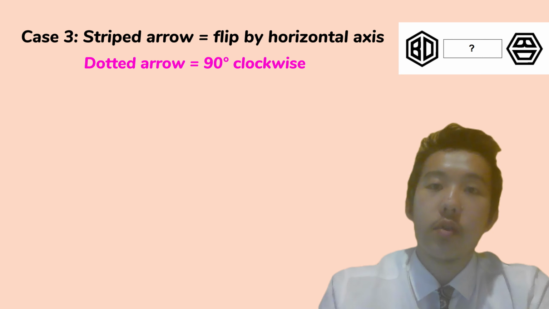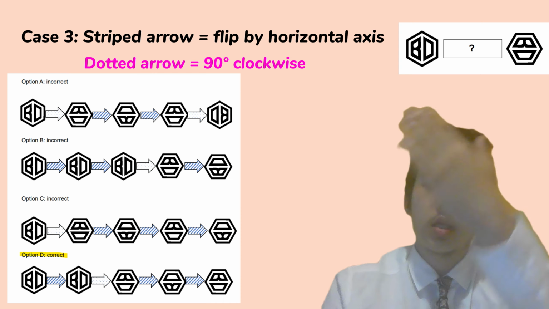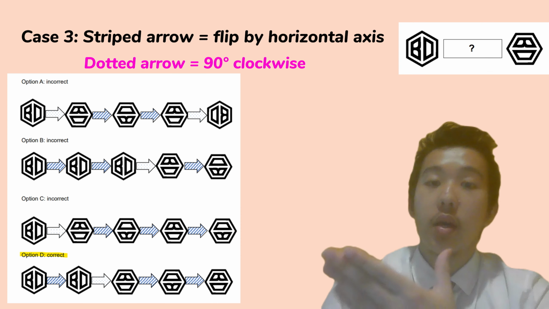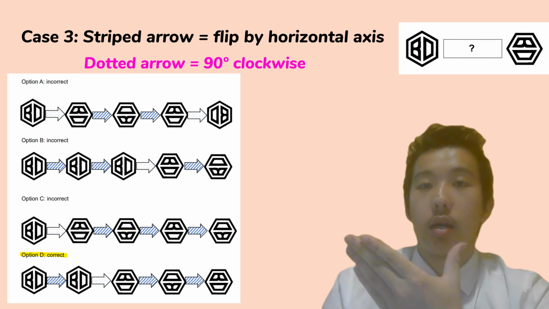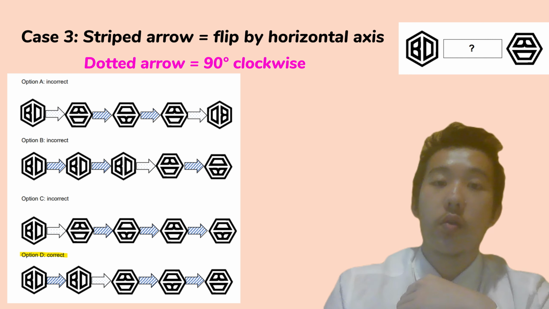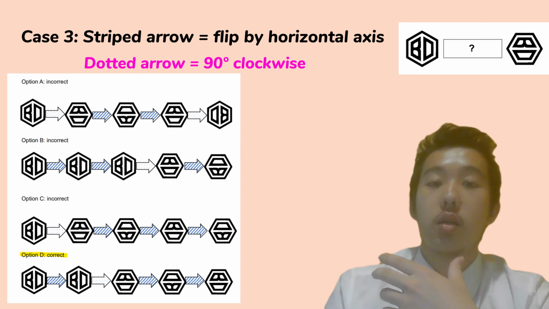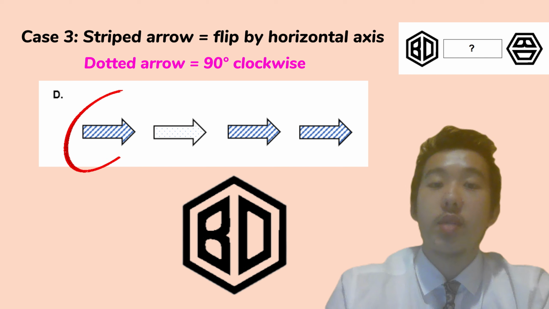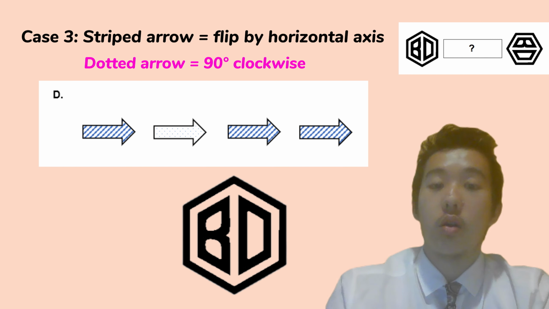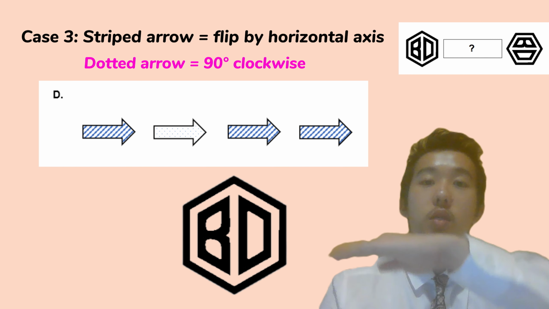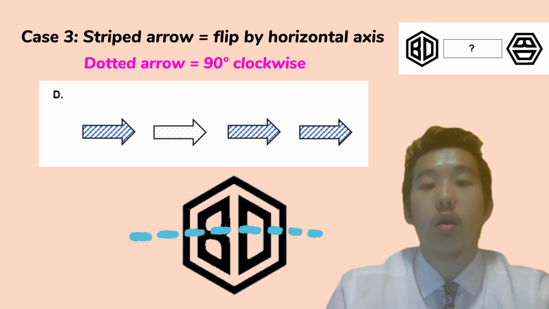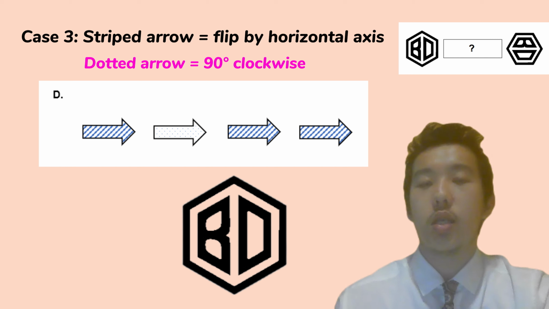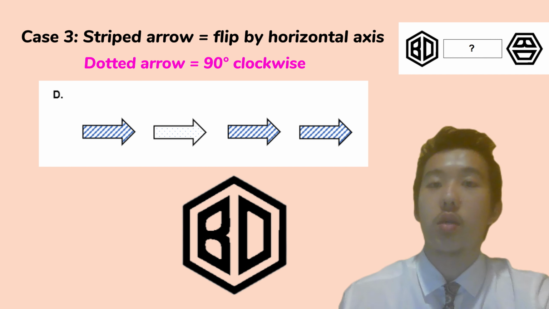Okay, so now that we have this information, we're going to do exactly the same process all over again. Again, options A, B, and C are incorrect. And option D, as we can see here, is correct. So we're just going to go through how option D is correct. First of all, we're going to start off with a striped arrow, meaning that we're going to flip it across the horizontal axis. So here we go. That didn't do anything at all because the BrainDoc logo is actually symmetrical across the horizontal axis.